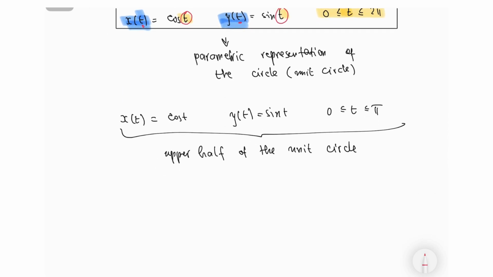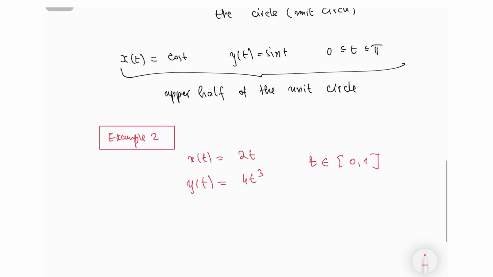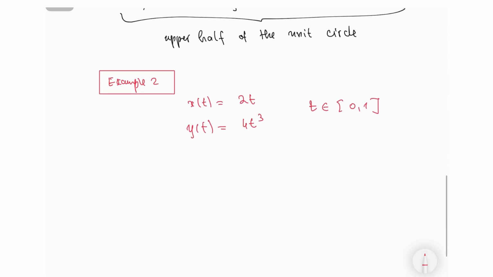Another example of a parametric equation, so many examples are there. For example, example 2: x of t equals 2t and y of t equals 4t cubed, and then t is between, let's say, 0 and 1. Usually we will not go into the details because we are mainly concerned about the rules for differentiation in this context.